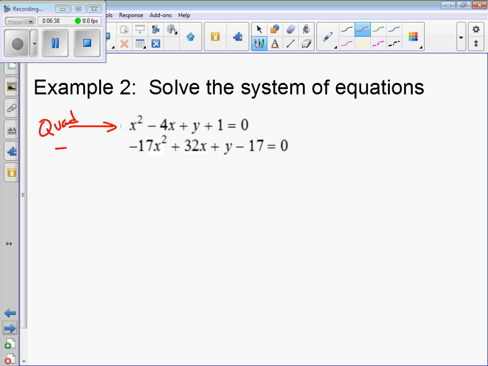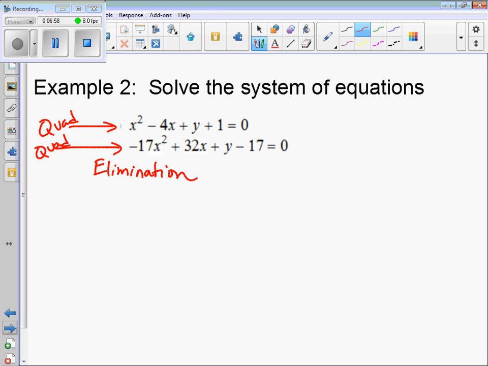Both quadratics. Now what I will use is, for when I say quadratic, you're going to want to use elimination. To use elimination, you are going to line up all of your like terms.